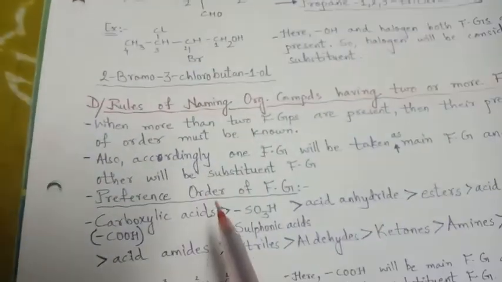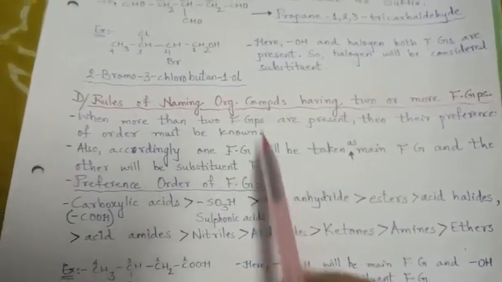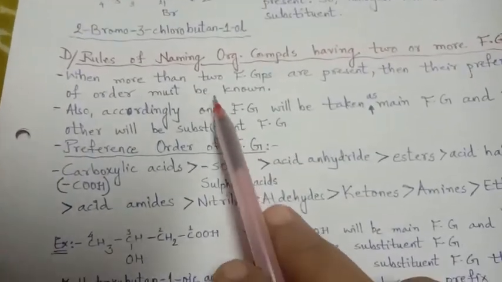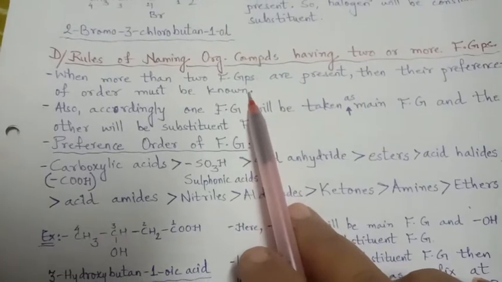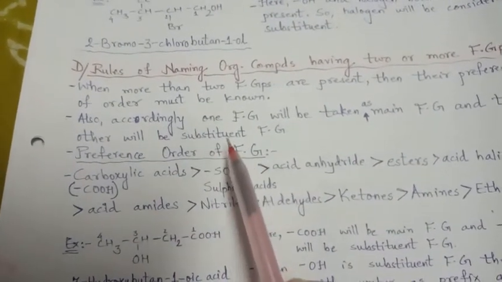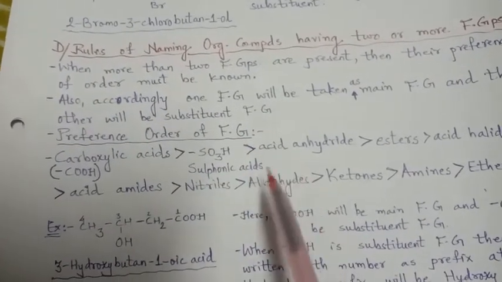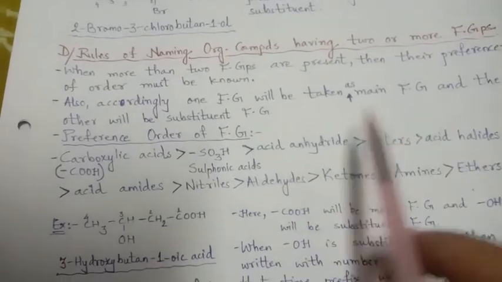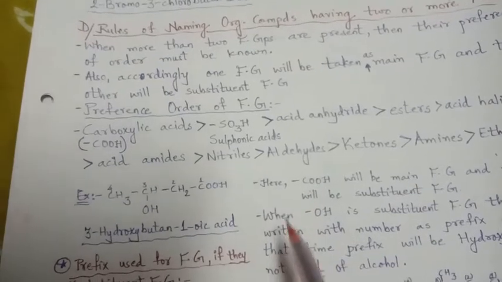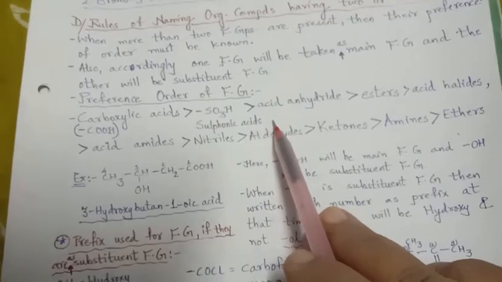Right? Now rules of naming organic compounds having two or more functional groups, like this. So when two or more functional groups are there, then what to do? Then there will be a preferential order, right? So out of the groups present in the compound, one will be considered as the main functional group and another will be the substituent. Then which will be the main functional group? For that, we must know the preference order of the functional groups.